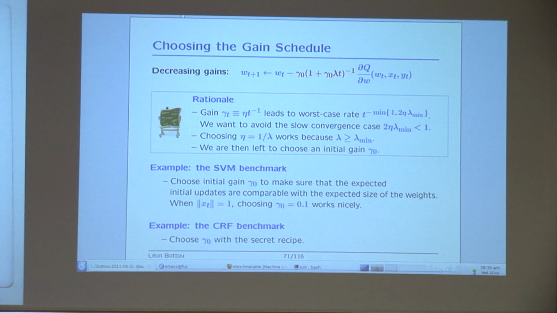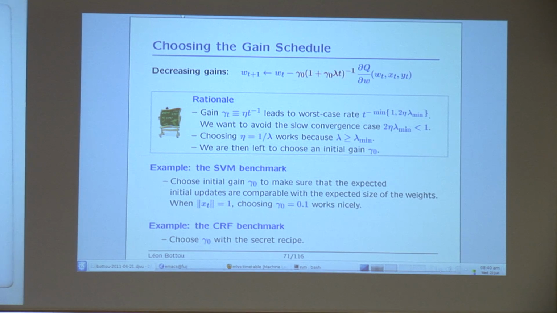The second thing is the gamma 0 lambda t. There's something you're going to see in the calculation in the next hour. If we have a gain of the form eta over t, that leads to a worst case speed of t to the minus 2 eta lambda min, where lambda min is the smallest eigenvalue of the Hessian. So if 2 eta lambda min is too small, you can go very slow. So you want to choose eta large enough.